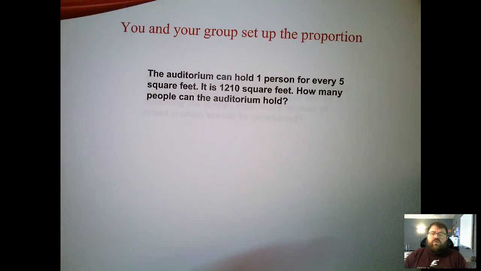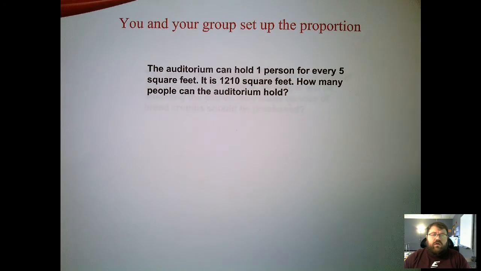The auditorium can hold 1 person for every 5 square feet. It is 1,210 square feet. How many people can the auditorium hold? You'll need to set this one up and answer the question.